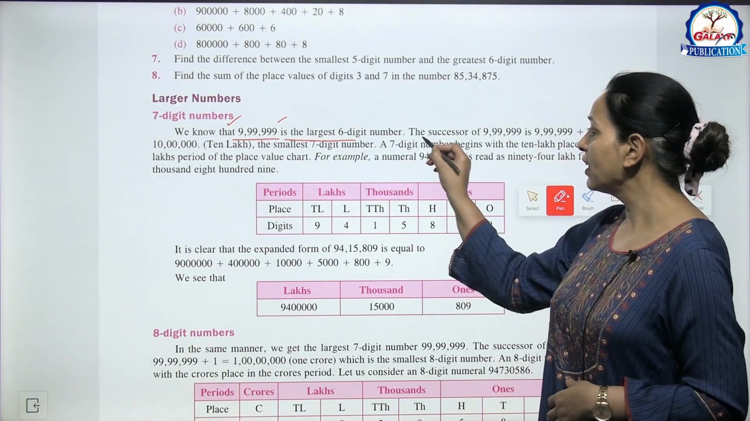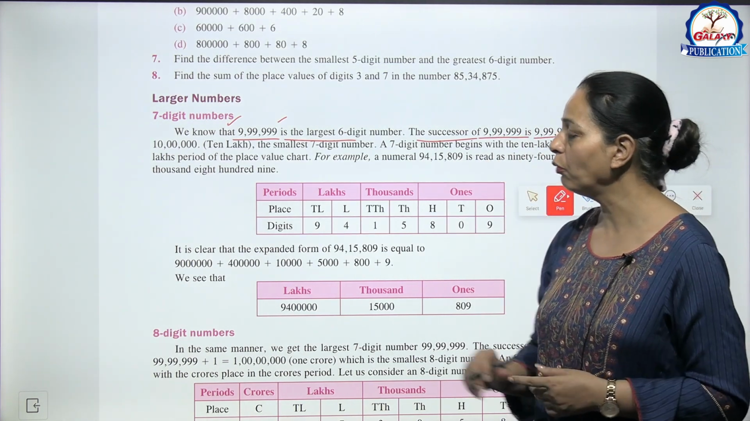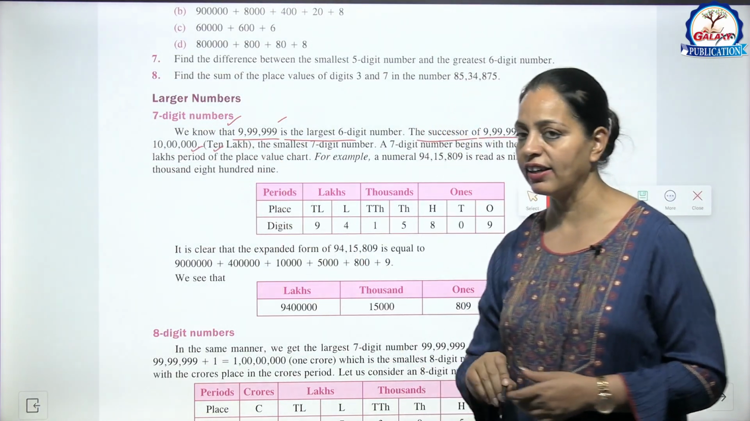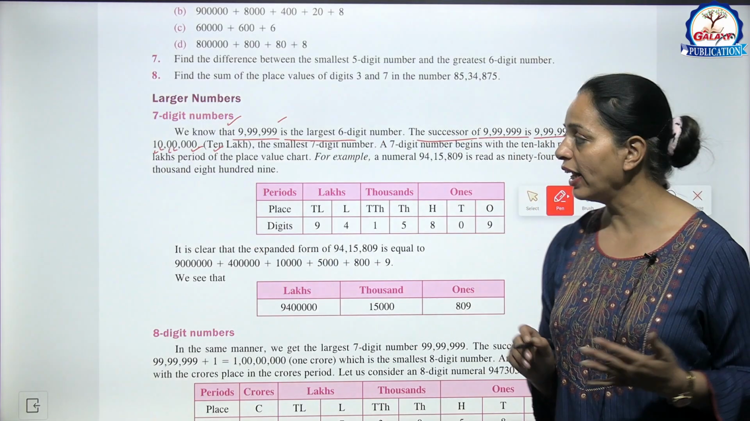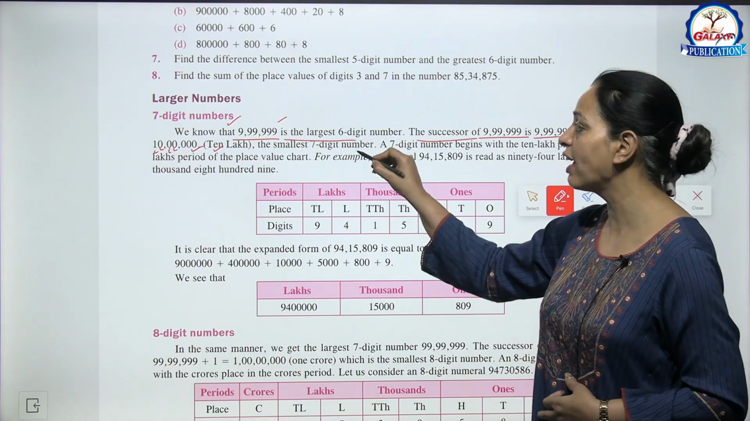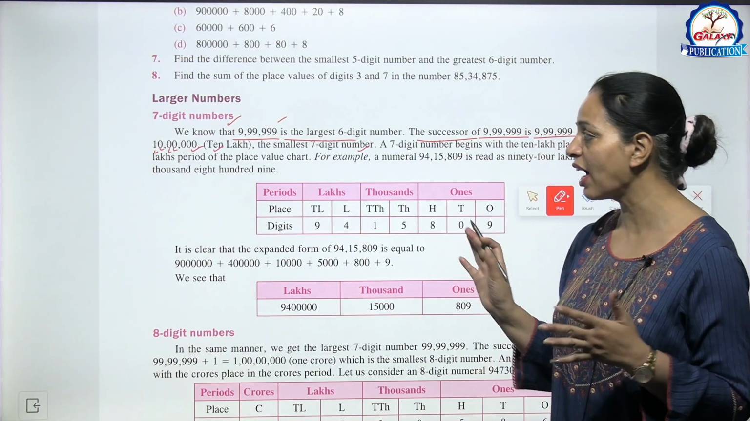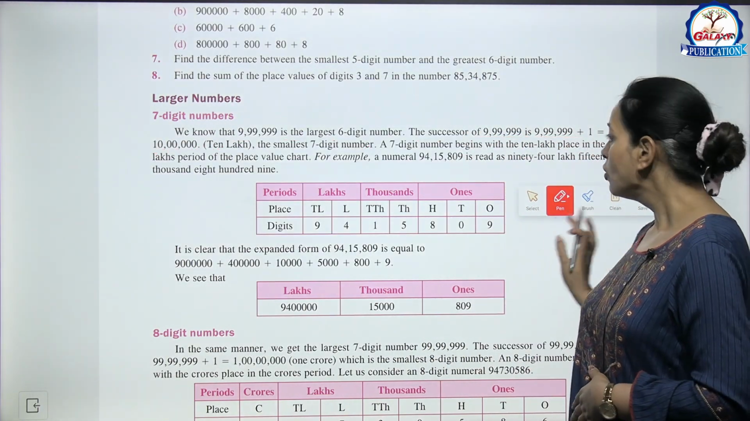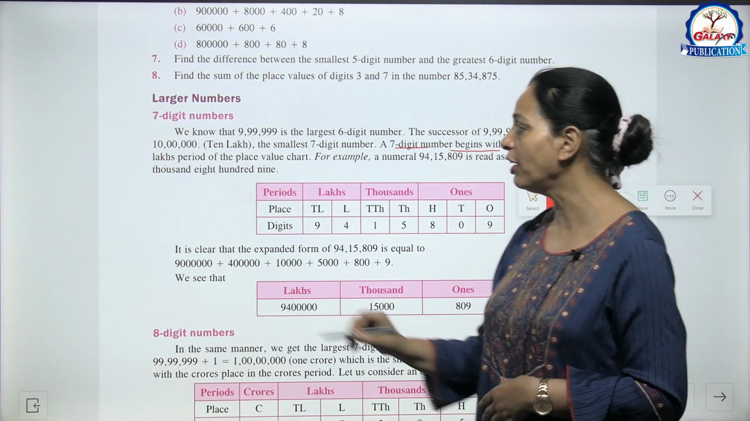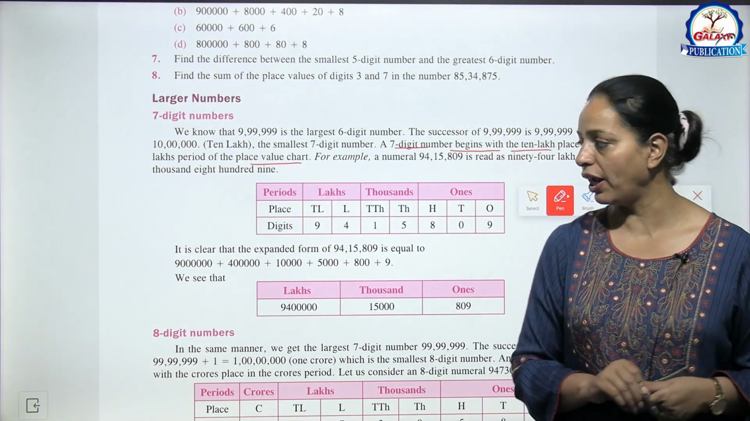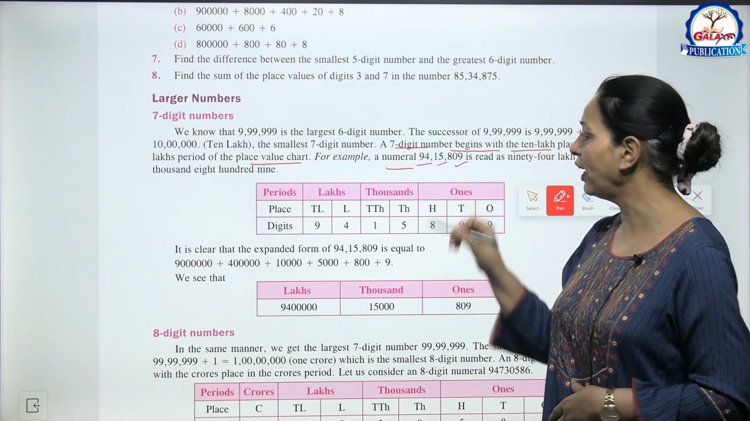Now what do we do? The successor of this number is what? If we add +1, then we get 10 lakh. Ones, tens, 100, 1000, 10,000, lakh, 10 lakh. So 10 lakh is the smallest 7-digit number. It has 1 and 6 zeros. So a 7-digit number begins with the 10 lakh place in the lakhs period of the place value chart, right? So for example, a numeral like this: 94, 15, 809.